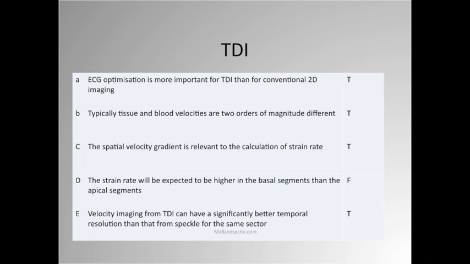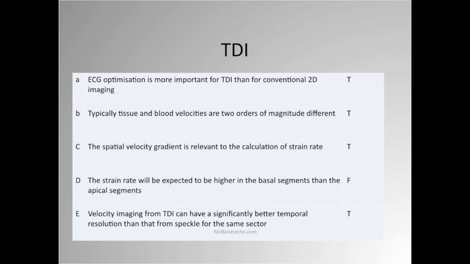TDI. ECG optimization is more important for TDI than for conventional 2D imaging. That's true for a number of reasons. Most obviously because many of the things you measure in TDI are not just the size of velocities, but when the velocity happened, and therefore you want to know how long after a fixed point in the cardiac cycle the velocity happened. And the obvious fixed point to choose, or the easiest fixed point to choose, is the ECG signal.